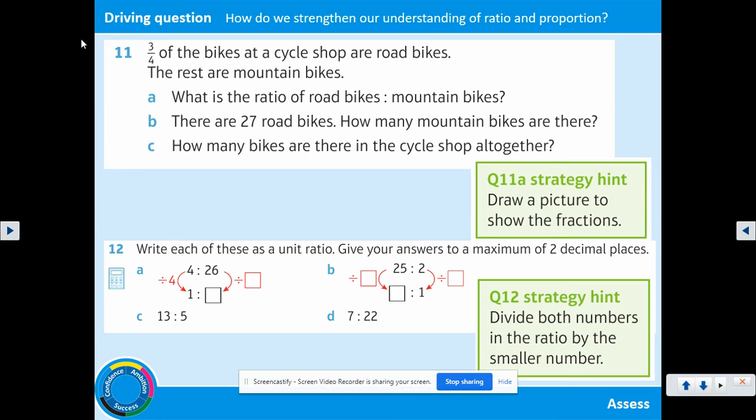Next one, question 12, you can use a calculator, so please use the calculator, but don't use it for question 11 because you wouldn't get a calculator for that type of question in the exam. So pause the video and play when you're ready to go through the solution.